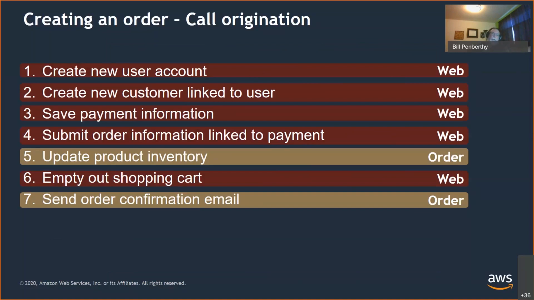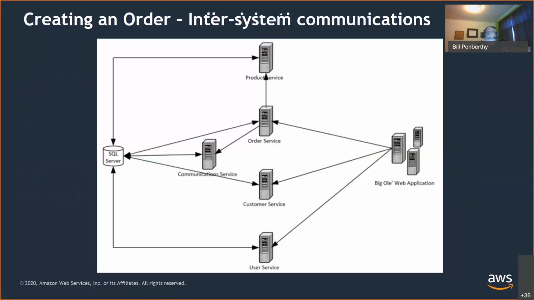The website then empties out the shopping cart. Once the call gets to the order service, it turns around and calls the product service to update the inventory, calls the communication service to send order confirmation email, and somewhere along the way, it's doing its own processing as well. So to support those 7 steps in the order flow, the communication flow looks something like this. Other business flows are very similar.